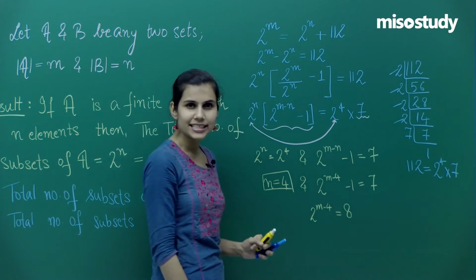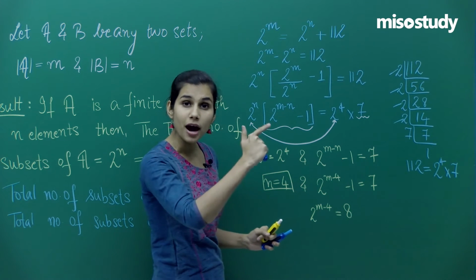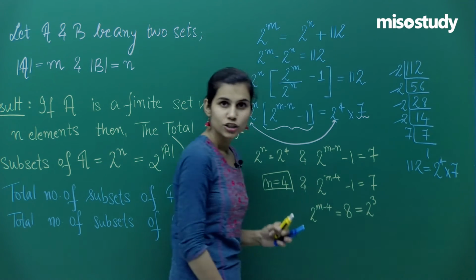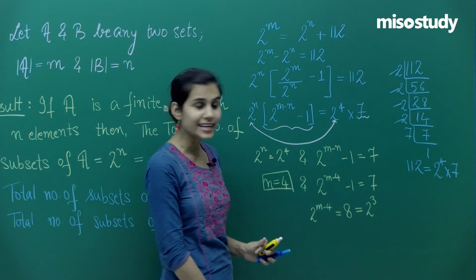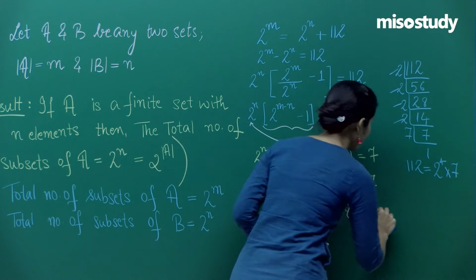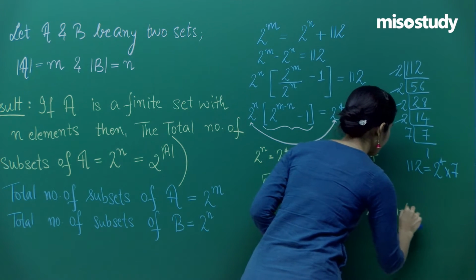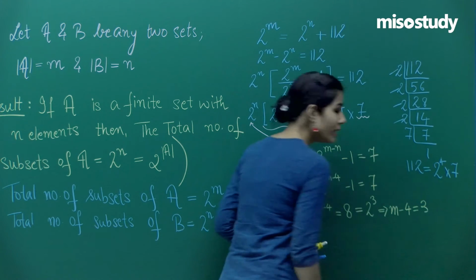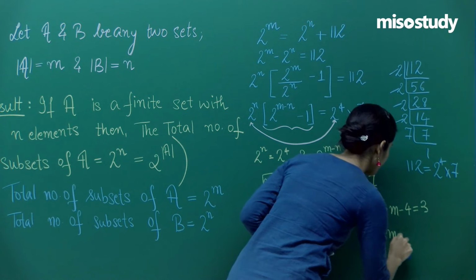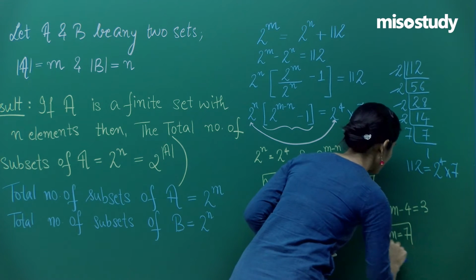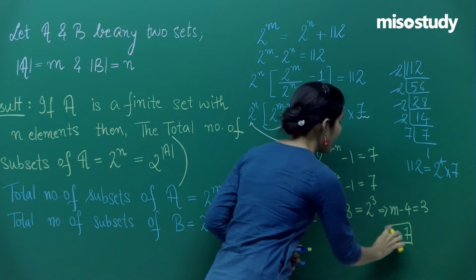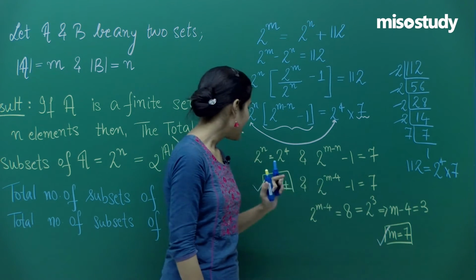But you know what 8 is? Just make 8 something of the form 2 to the power. We know 8 is 2 cube. 2 2s are 4 and 4 2s are 8. What you obtain from here is m minus 4 is equal to 3, which means m is 7. This way we have obtained the values of n and m. M is 7, n is 4.